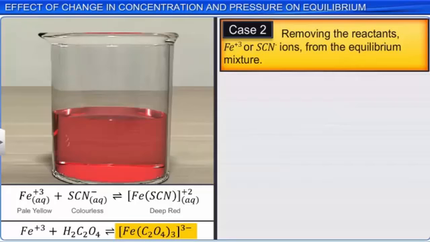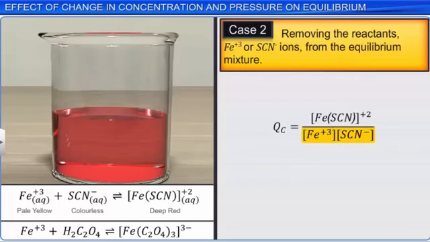Due to this, there is a decrease in the concentration of free Fe+3 ions in the solution. This results in a decrease in the denominator value in the expression for reaction quotient. Thus, the value of Qc becomes greater than Kc. When Qc is greater than Kc, the reaction proceeds in the backward direction.